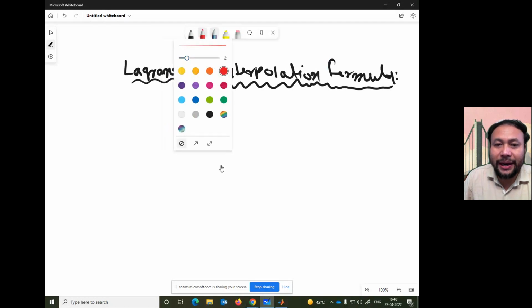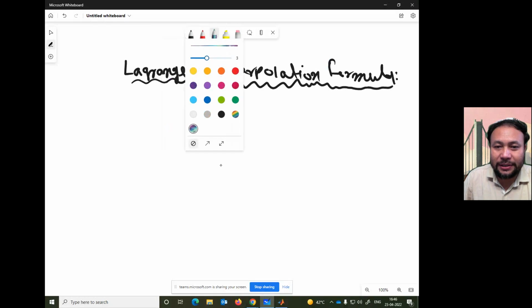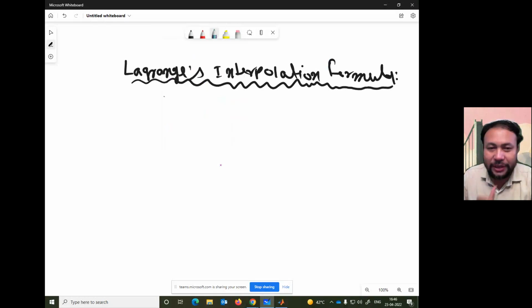Somebody may ask, what are the advantages of the Lagrange's interpolation formula? Because we have Newton divided difference interpolation formula. We have Newton forward backward interpolation formula. We have Stirling interpolation formula. So we have lots of interpolation formulas.